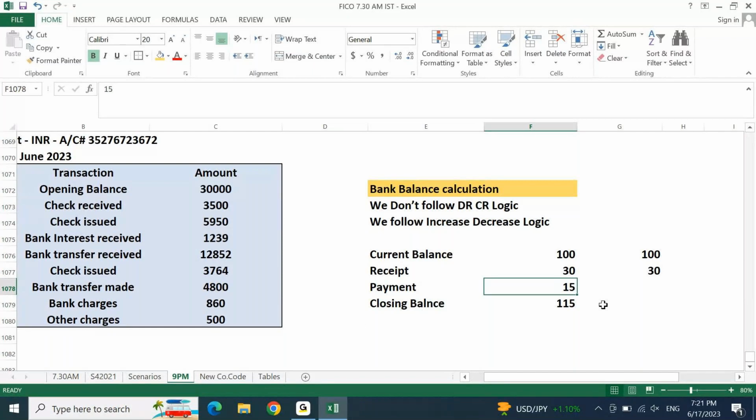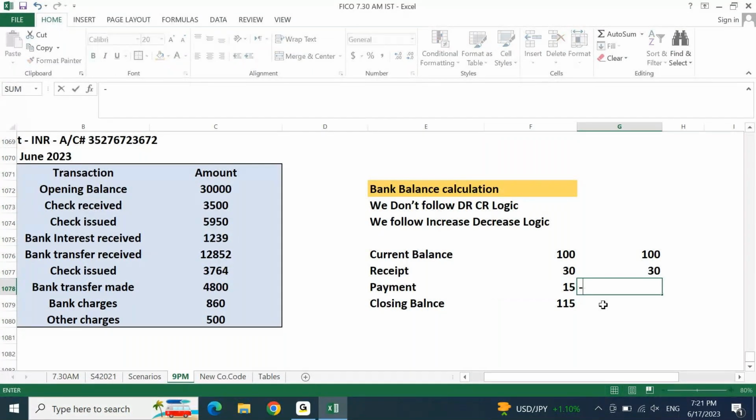Decrease. Payment is decreasing your bank balance. Anything which is decreasing, you need to put a negative number. So I'll be keeping a negative 15 here. Always make sure you put the numbers according to accounting format. When we talk about accounting format, we are talking about positive amount for increase, negative amount for decrease. This positive for increase, negative for decrease is common for both accounting and banking.